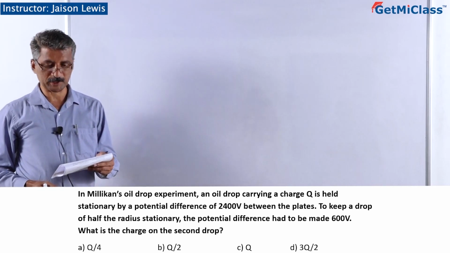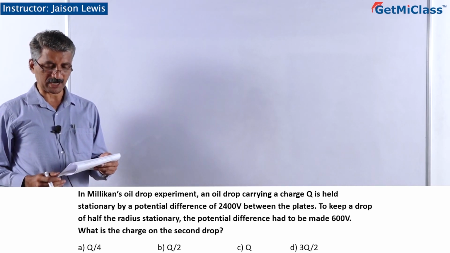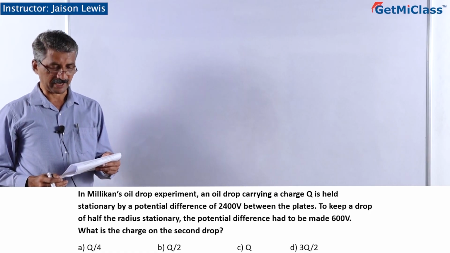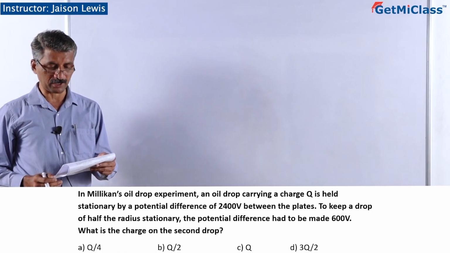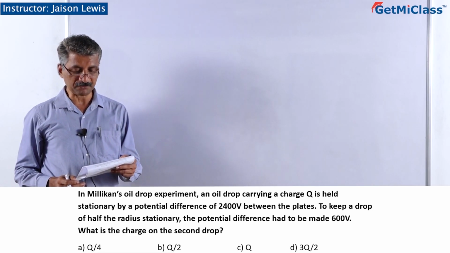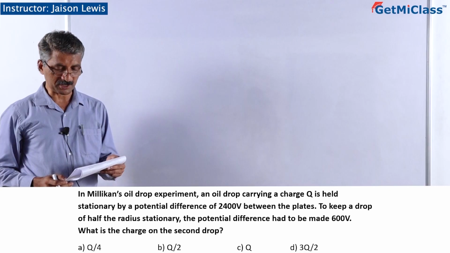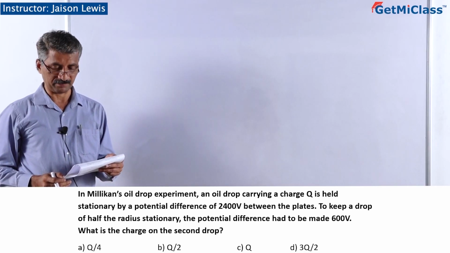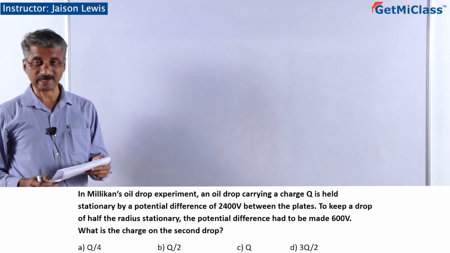In Millikan oil drop experiment, an oil drop carrying a charge Q is held stationary by a potential difference of 2400 volt between the plates. To keep a drop of half the radius stationary, the potential difference had to be made 600. What is the charge on the second drop?